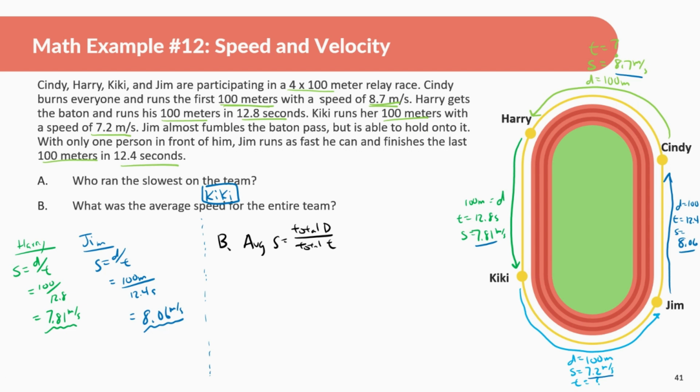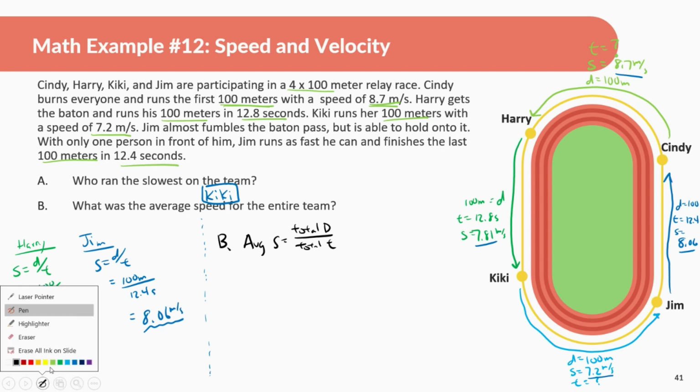So the good thing is we have the time for everybody. Everybody ran 100 meters, so the total distance is going to be 400. But we don't know what the total time is, because we don't know the time for Cindy and Kiki. So let's figure those things out.